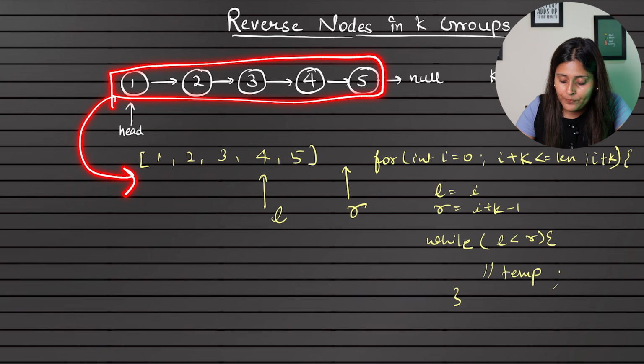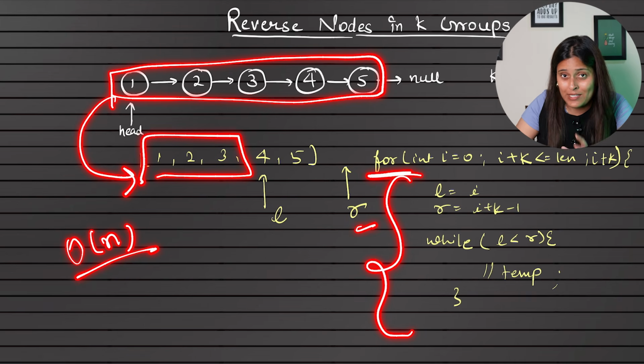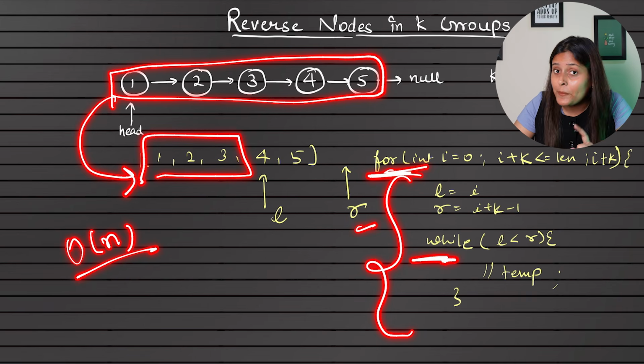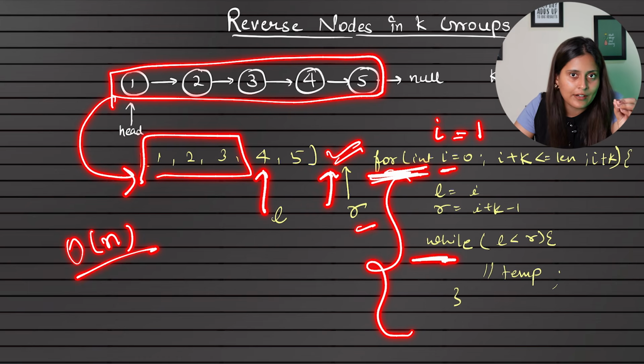So O of n. Now further O of n to reverse this, can I say? Now don't think this is a for loop and a while loop, so nested O of n square. No, it's not. Because you saw now, the for loop, like for i, has run for only one time, because next time I plus k was out of range. So the second time the for loop has not even run, right?